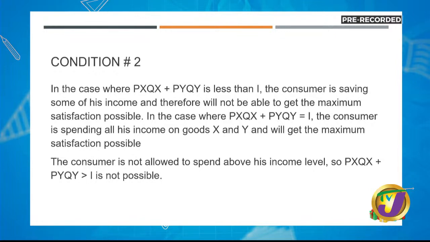If you have more money, how can you be fully satisfied? When you have more money, it's a signal, it's a suggestion. It means that you are able to purchase more goods and get more satisfaction. So these are the two conditions of utility maximization.